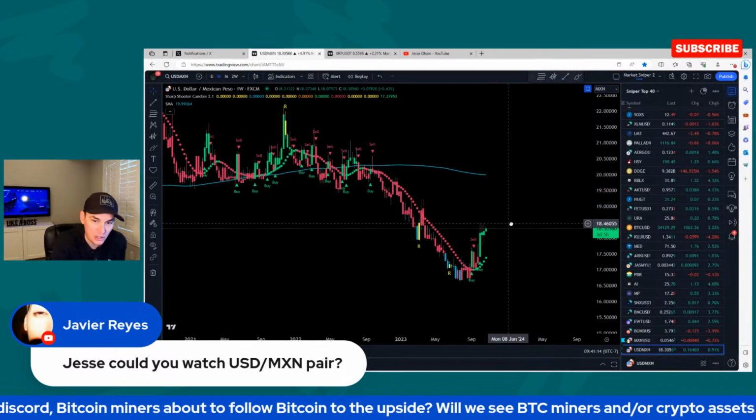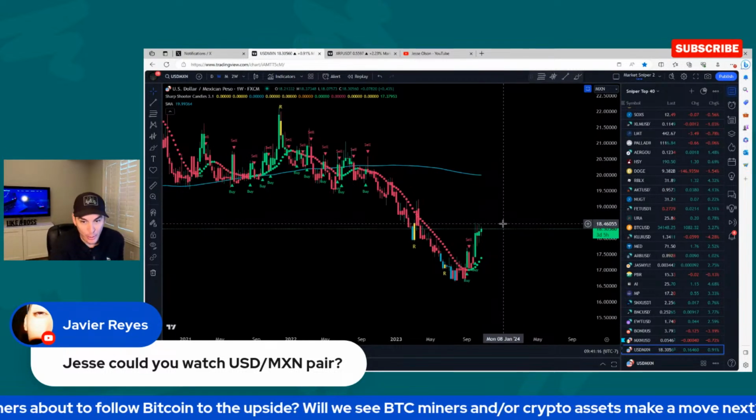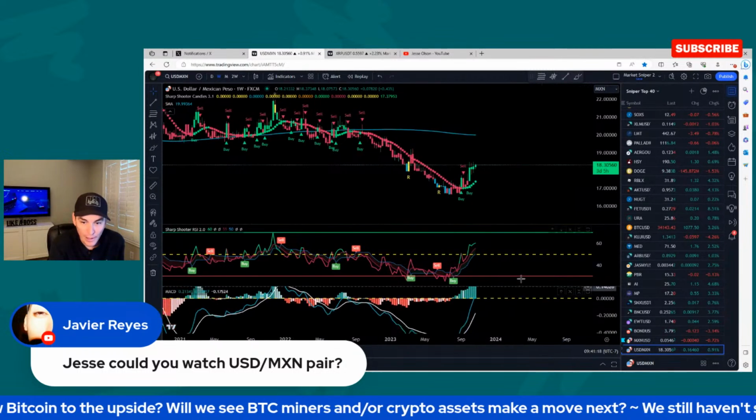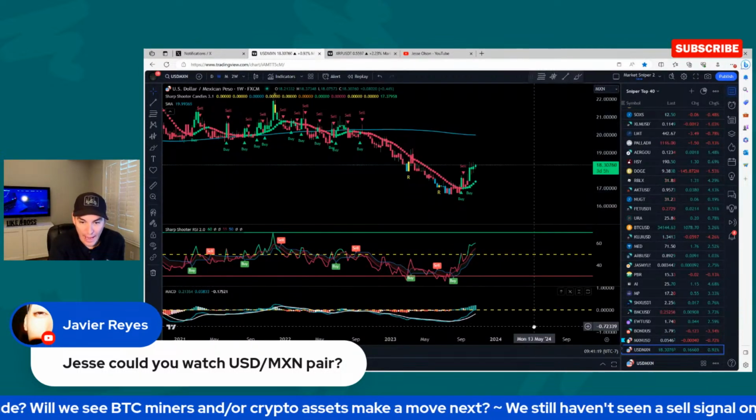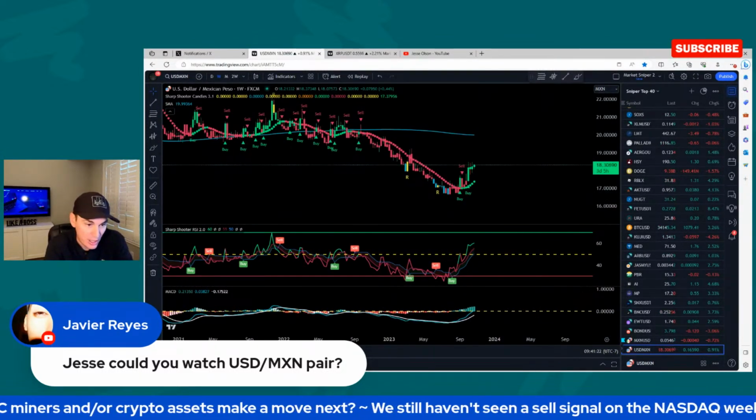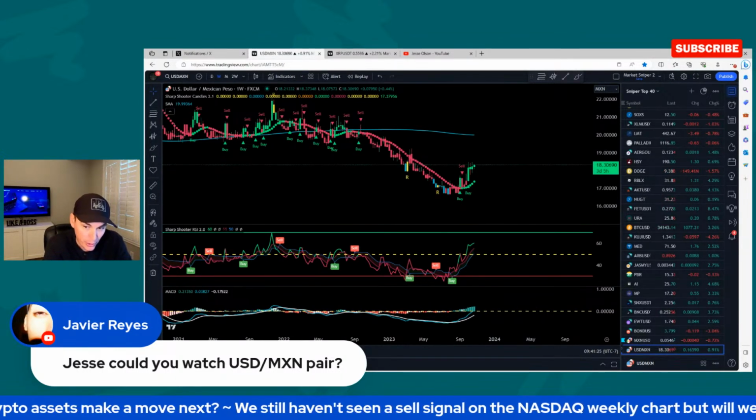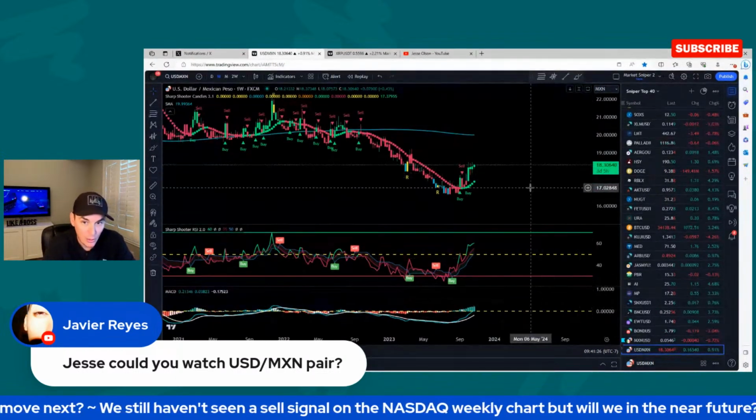I'm in a long position. Okay, so it's currently bullish on the weekly chart, right? You got the MACD. It had a bullish crossover on the weekly chart. It's getting into bullish territory above the zero line as well on the weekly chart.